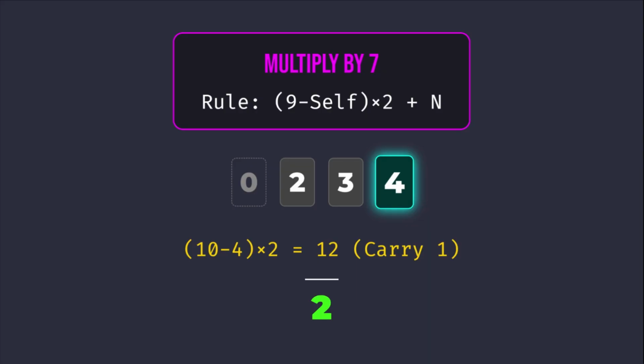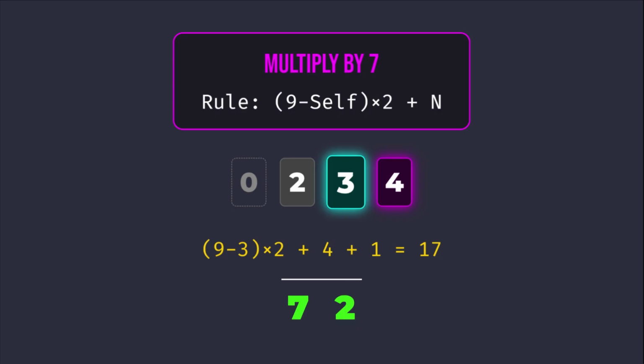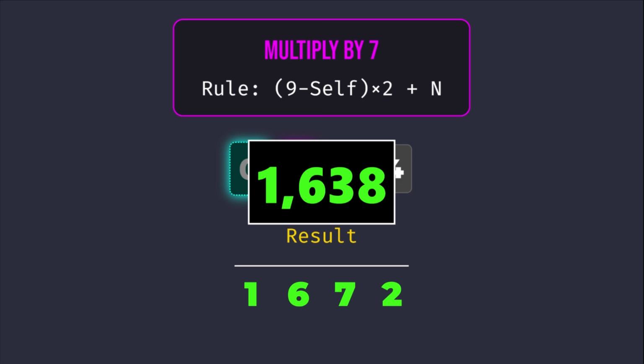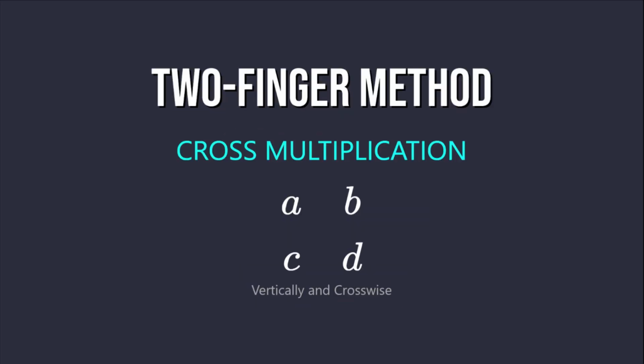4 is subtracted from 10, yielding 6. Doubled is 12. We write 2, carry 1. 3 is subtracted from 9, yielding 6. Doubled is 12. Add the neighbor 4 plus the carry 1, totaling 17. We write 7, carry 1. This consistent application of localized rules across different multipliers is the hallmark of the Trachtenberg system.